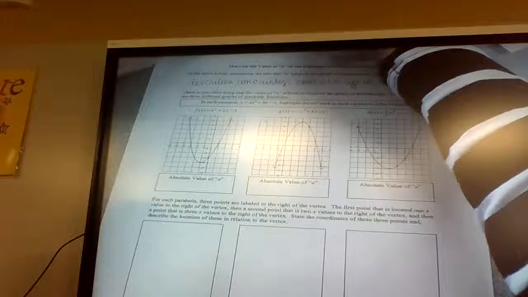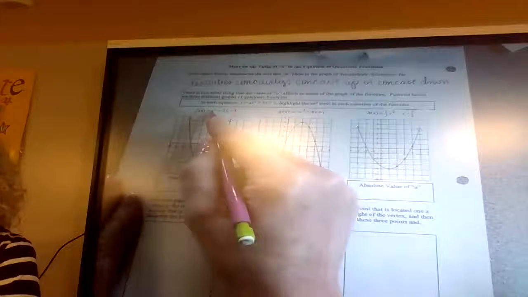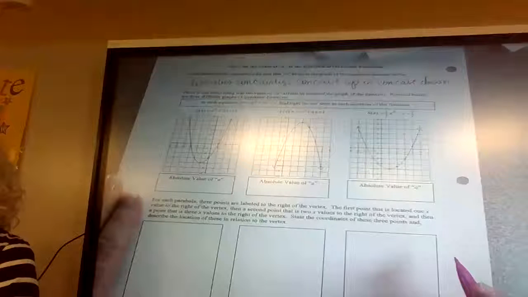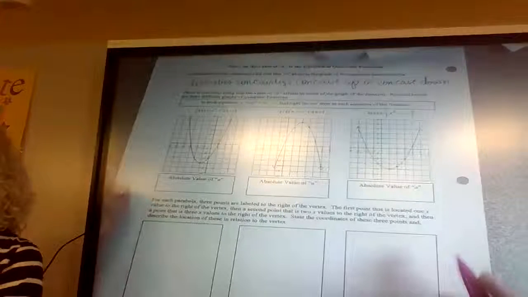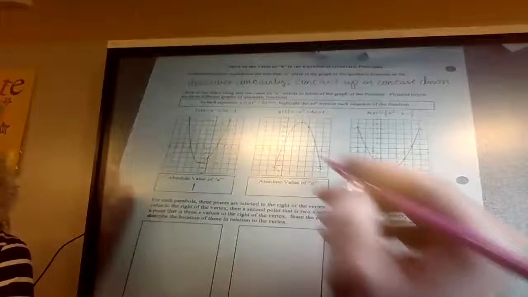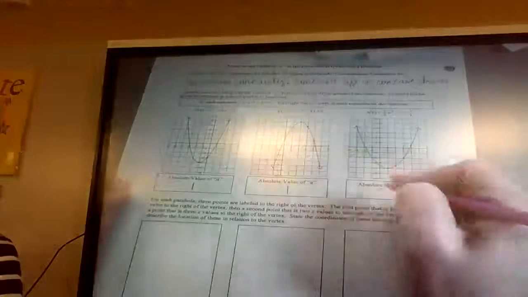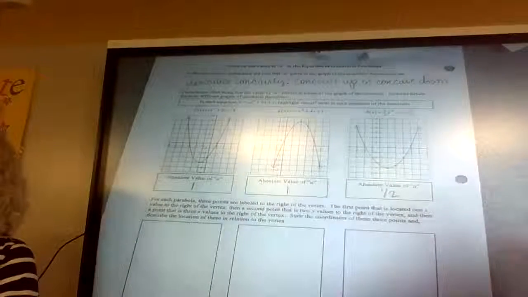All right, what's the value of A on f of x? What's the absolute value of A on f of x? 1. What's the absolute value of A on g of x? 1. What's the absolute value of A on h of x? 1/2.